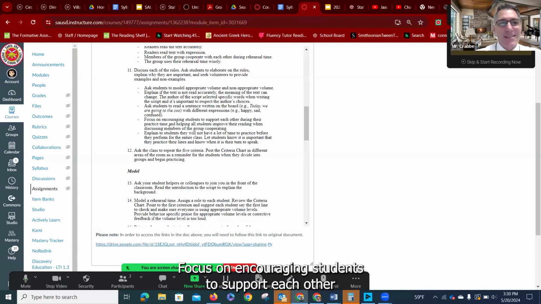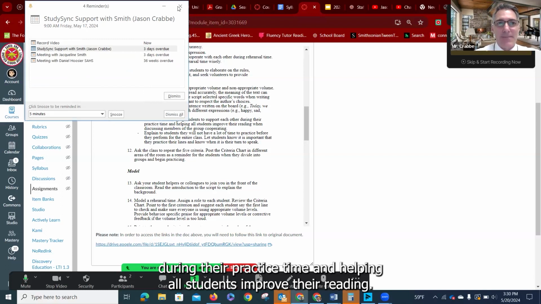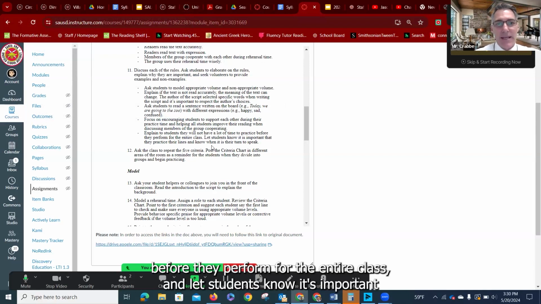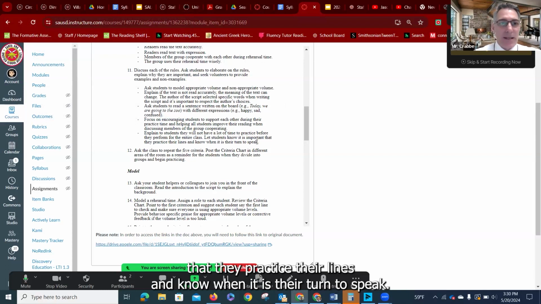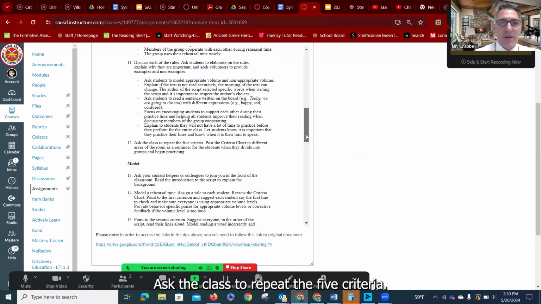Focus on encouraging students to support each other during their practice time and helping all students improve their reading when discussing with members of the group, cooperating. Explain to students they will not have a lot of time to practice before they perform for the entire class. And let students know it's important that they practice their lines and know when it is their turn to speak. Ask the class to repeat the 5 criteria.